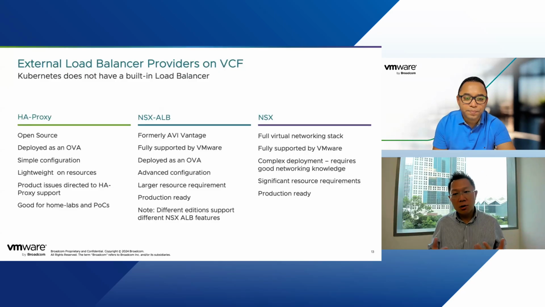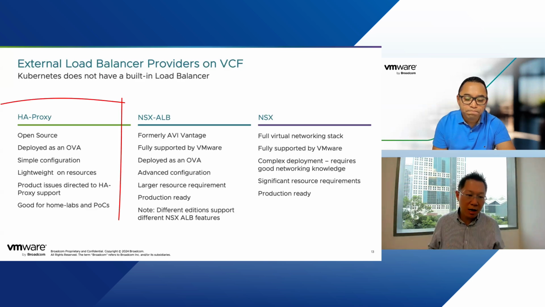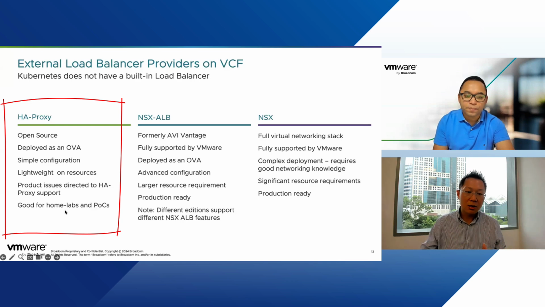In vSphere with Tanzu, you have the option of deploying using just vSphere networking. With that, the NSX LB is not available for you to use. So essentially what you will have to use is the HA proxy. We provide that, but it is open source. If you want to test things out, it's okay to use HA proxy. It's good for your home labs. If you want to do a POC, I think that's fine. You can use HA proxy.